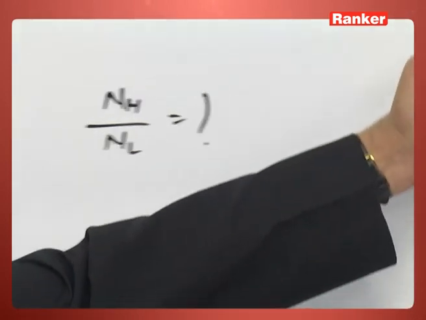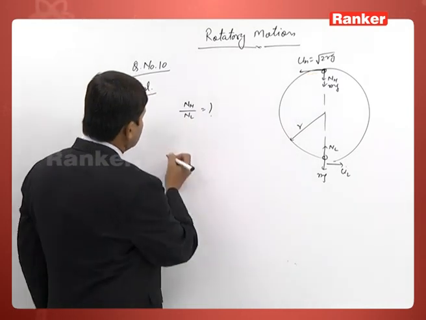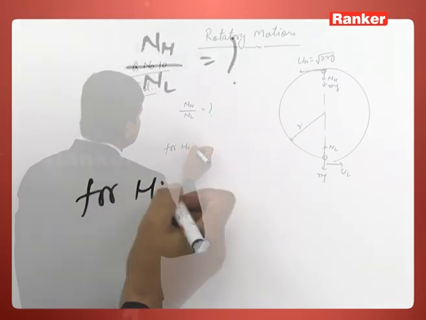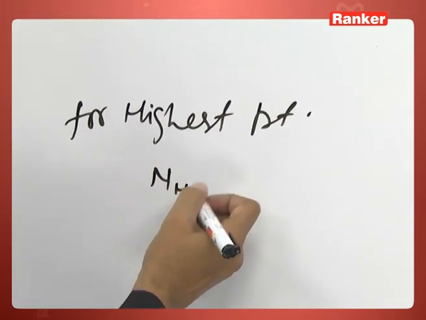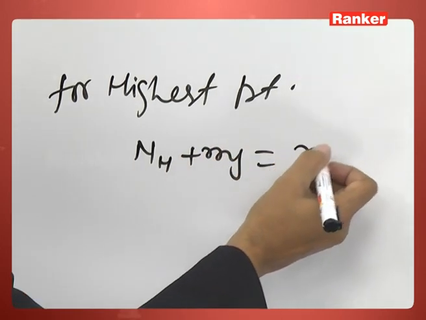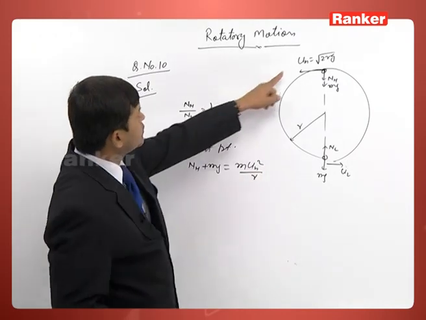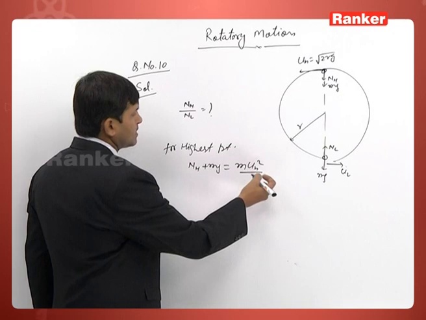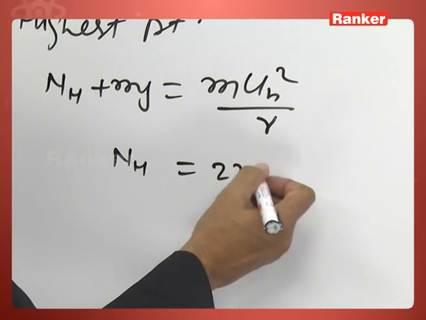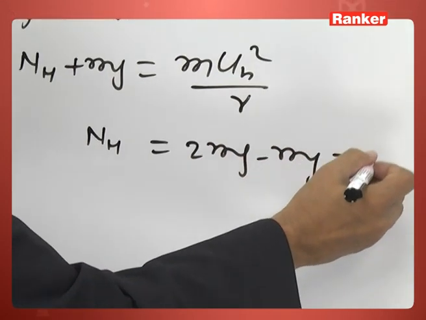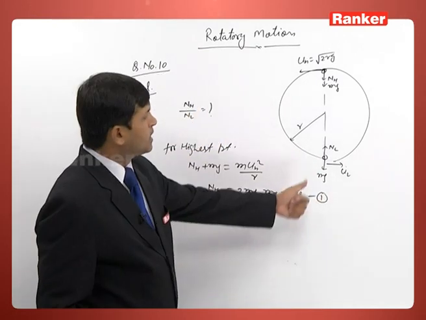See, first from this diagram, at the highest point, NH plus mg is m UH square by r. UH square is 2 rg. So NH is 2 mg minus mg, which is mg. This is the first result. Now at the lowest point.